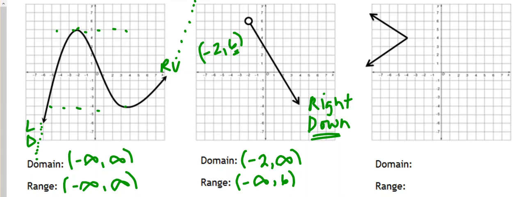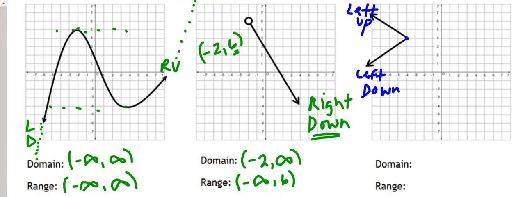Okay, last but not least, let's do this one. So this arrow is indicating we are going left and down. This arrow is going left and up. Okay, I do need to pay attention to this point right here, which is at (-4, 4).